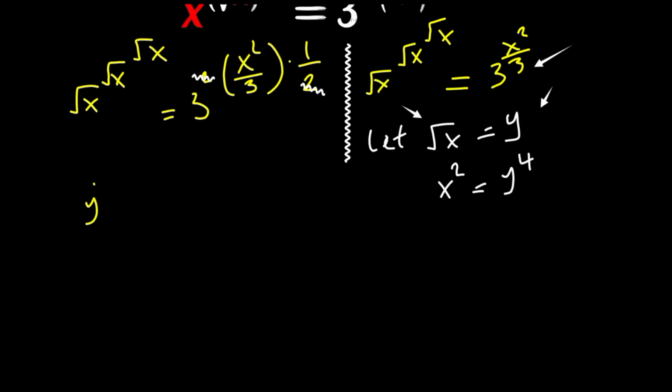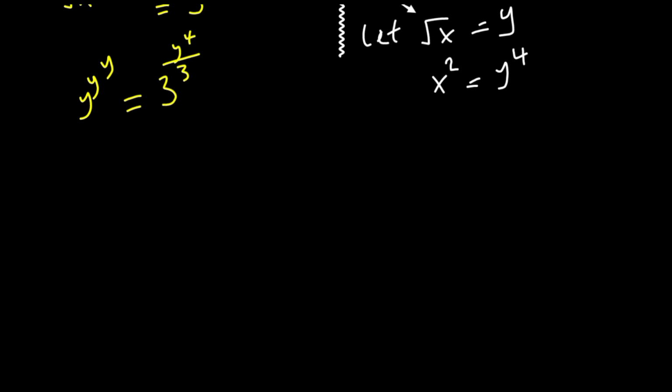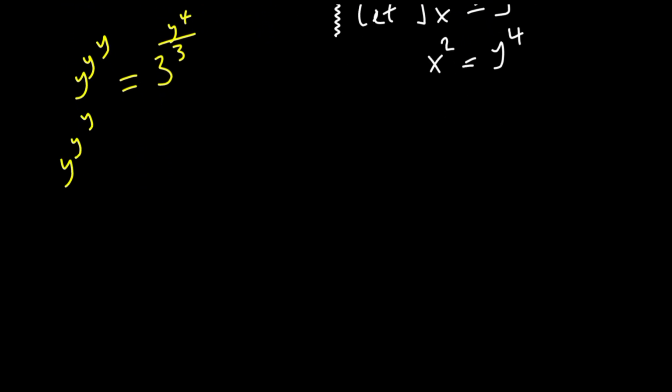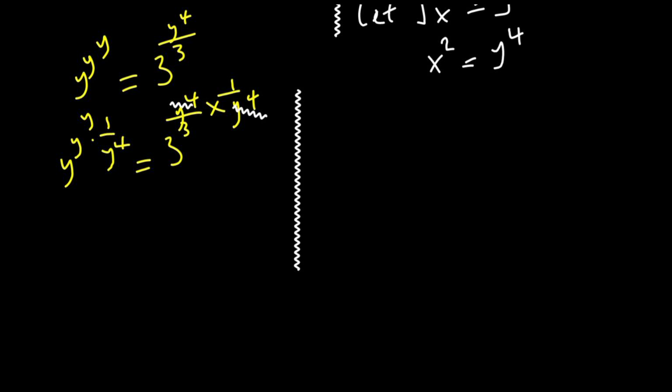Then we'll have y to the power of y to the power of y, and it's going to equal 3 to the power of y to the power of 4 all over 3. So moving further, we're going to multiply the power of both sides by 1 over y to the power of 4, and this also will give us 3 to the power of y to the 4 over 3, then times 1 over y to the power of 4. Then here we know y to the power of 4 cancels y to the power of 4, and then we can rewrite the equation as y to the power of y to the power of y times y to the power of minus 4 equals 3 to the power of 1 over 3.